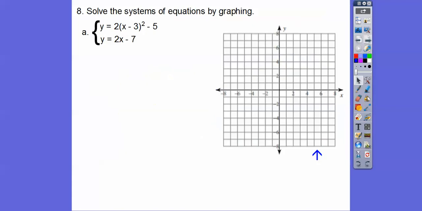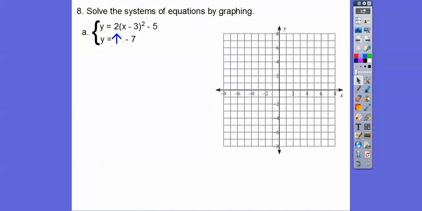Okay, all right, so here, solve this system of equations by graphing. This is a parabola right here, so it's going to be a U-shaped parabola. It's going up because it's a positive 2. It's going up 2 times 1 squared, 2 times 2 squared, 2 times 3 squared.